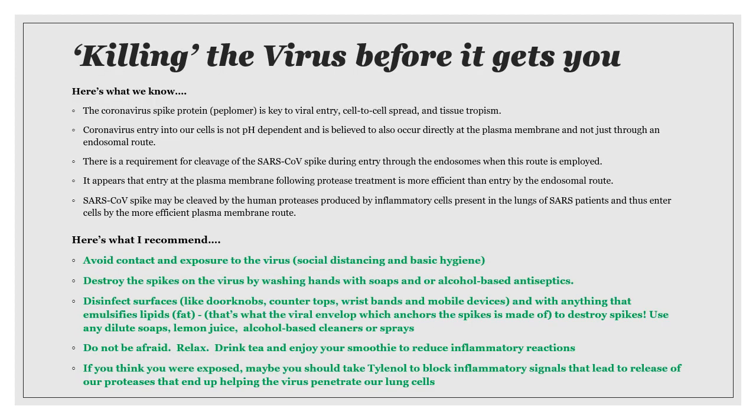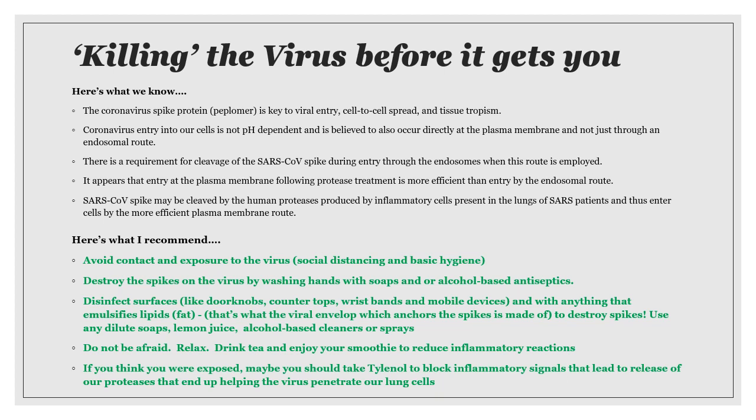So how can we kill the virus, if you like, before it gets to you? Killing the virus before it gets to you. In other words, how do you ward it off? How do you deactivate the virus? Here's what we know, that the coronavirus spike protein, the polymer, is key to the viral entry. In other words, that's what makes it bind to your own host cells. That's what determines cell-to-cell spread and the tissue tropism of this virus.